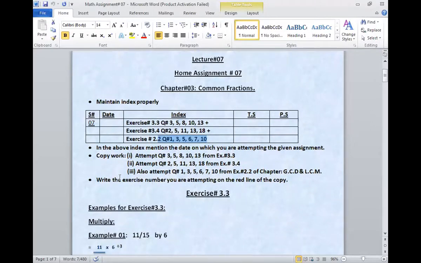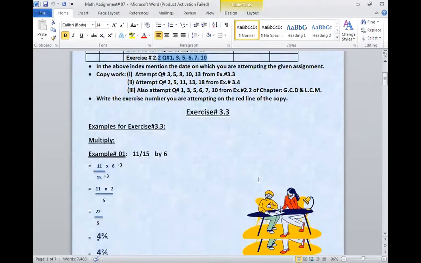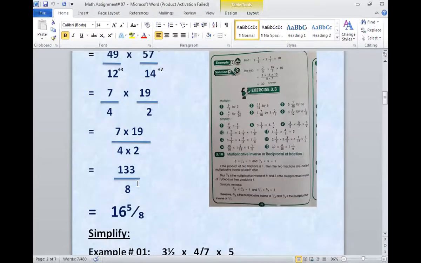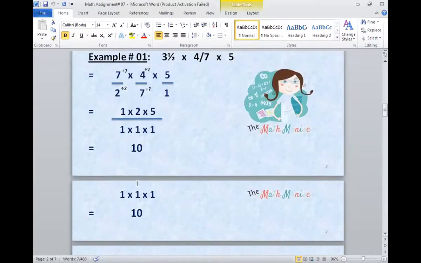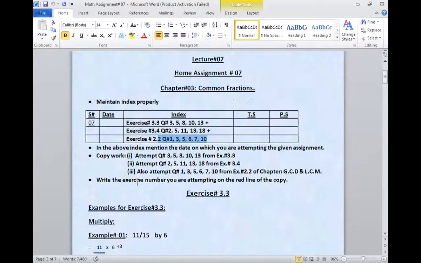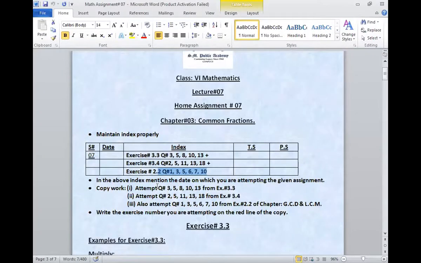Write the exercise number you are attempting on the red line. You have to write the exercise number on each page, it is a must. These are examples to help you. Do not solve these examples in your copy. Simply these are the examples that are shown here. You will attempt the questions that are mentioned in the index.